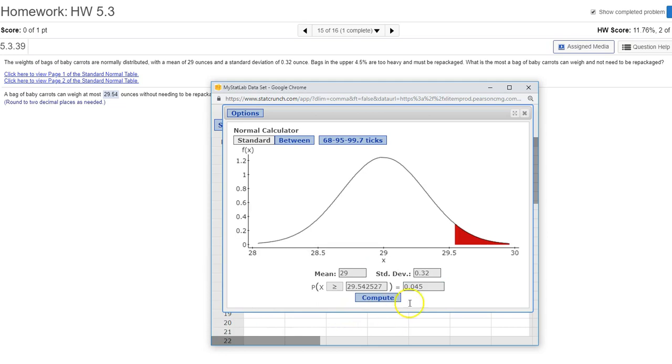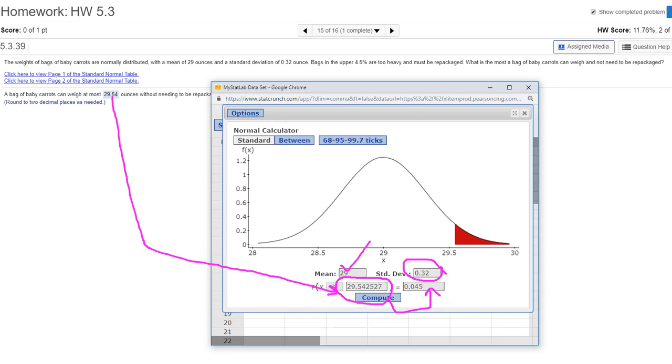Compute. So the upper 4.5 percent. So if the bag is 29.54, the average has to be 29. If it is 29.54, because standard deviation is so small, it will be in the upper 4.5%. And that is what it is.